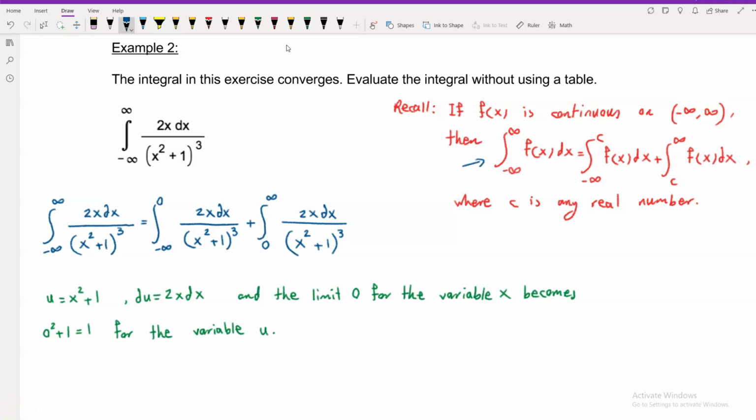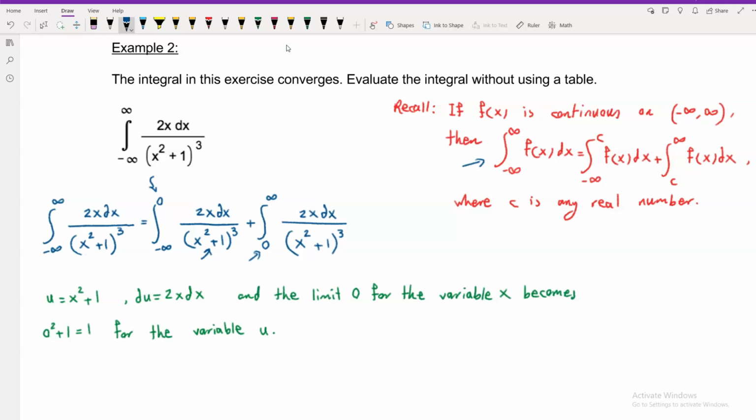C is any real number. Now apply this formula to the given integral for c equal to 0. So what we have here, the integral from negative infinity to positive infinity of x dx divided by (x squared plus 1) cubed, is equal to the integral from negative infinity to 0 of x dx divided by (x squared plus 1) cubed plus the integral from 0 to positive infinity of x dx divided by (x squared plus 1) cubed. So here instead of c we used 0. Now let u equal x squared plus 1. This is what we have here in the denominator.